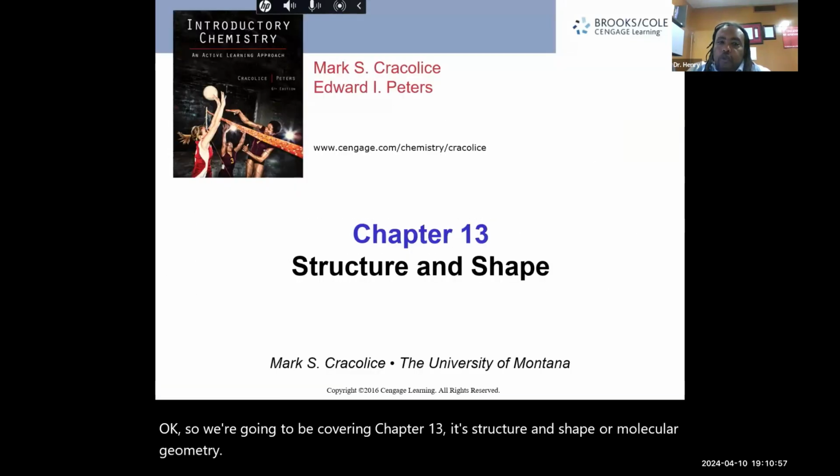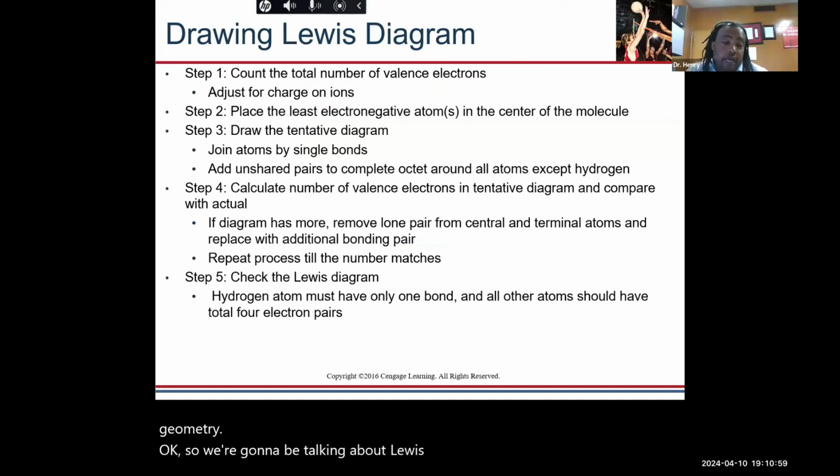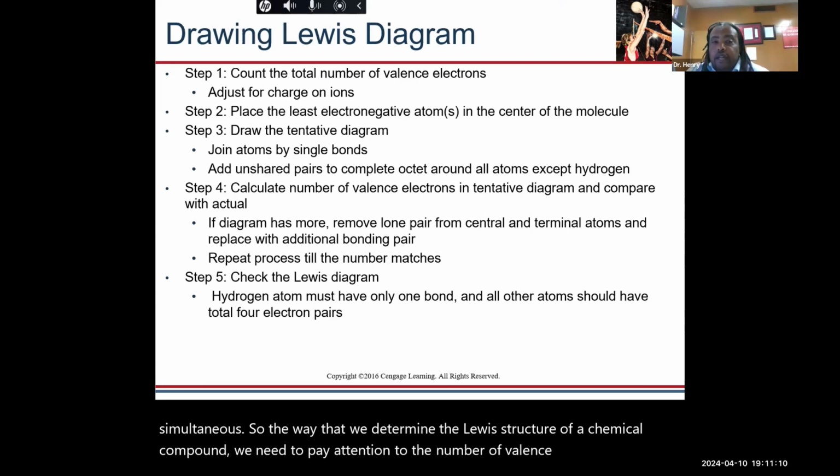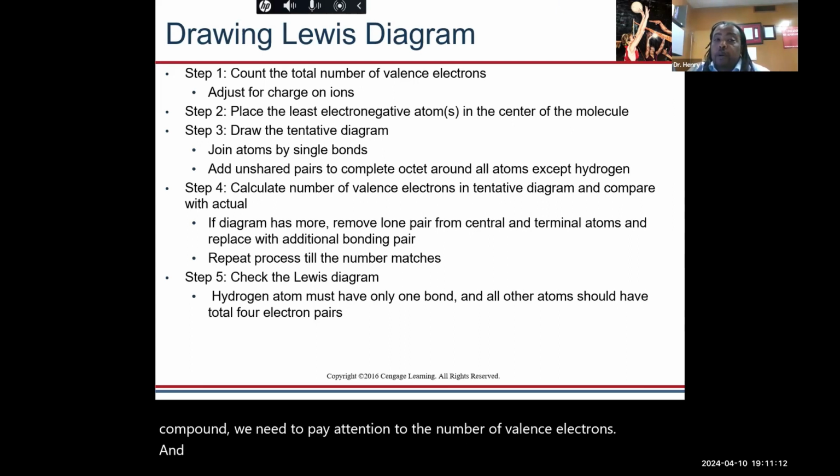Okay, so we're going to be talking about Lewis structures or Lewis diagrams. To determine the Lewis structure of a chemical compound, we need to pay attention to the number of valence electrons. So we're going to count the total number of valence electrons on the compound that we're working with.